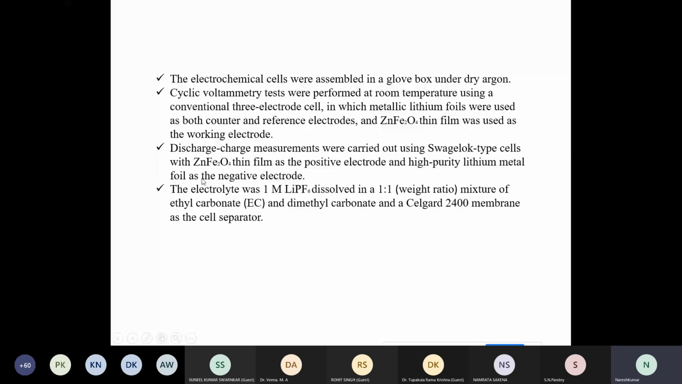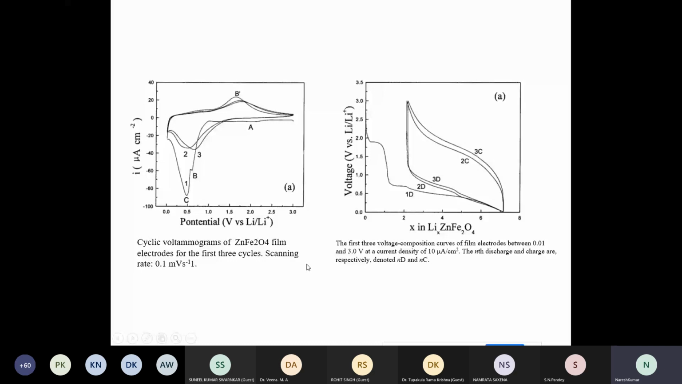So if you look at this, this is the CV curve of zinc ferrite films in the first 3 cycles. Here you could see that these 1, 2, 3 are basically suggesting certain features.